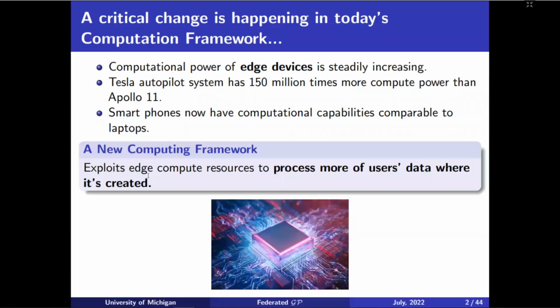A critical change is happening in today's computational framework. The computational power of edge devices is steadily increasing. For example, the Tesla autopilot system has 150 million times more compute power than the Apollo 11. Another example is that smartphones now have computational capacities comparable to laptops.